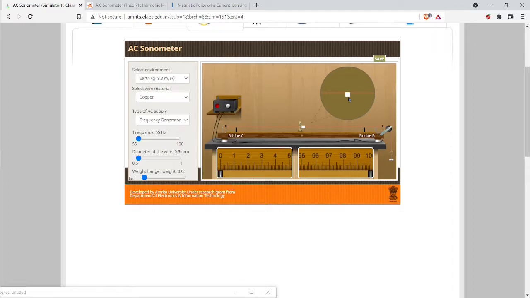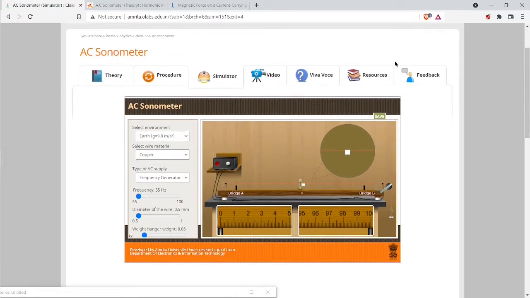Now in this case, we are interested in the first resonance. We can describe the first resonance and second resonance in later videos, but let's stick with this. Now we are going for the Earth, that is g equals 9.8 meter per second square. This is the Earth. We can choose any other planets, but first we will go for the Earth. Later on we can see other planets' values. So Earth, let it be copper, let it be AC mains.